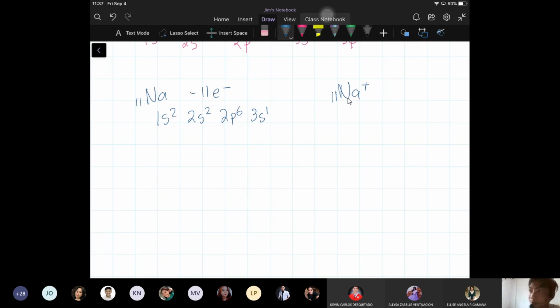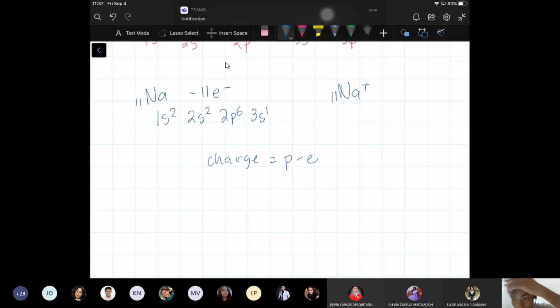Paano naman kapag may charge, no? Remember, ang equation, charge equals proton minus electron. So kapag positive yung charge, ano mangyayari? Kulang ng electron, no? So, gano'ng karaming kulang na electron, that corresponds to the number of the positive charge. Ito, positive 1, so meaning nun, may kulang na isang electron. So, kung may 11 na protons, ilan yung electrons? 10 na lang, no? Okay.